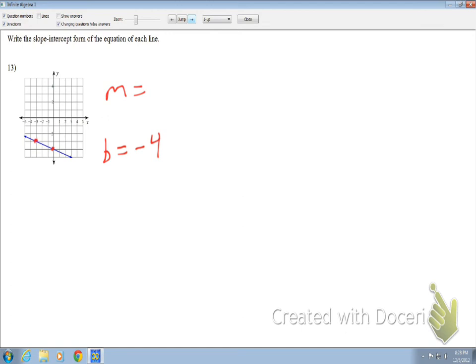To get from one point to the other, I'm going to go up 1 for my rise. And then my run, ooh, let's go green, new color. My run goes left, so that's a negative value. It's going left 3 units, so that's a negative 3. So the equation of the line in slope-intercept form is simply y equals m, negative 1/3, times x, plus b, but b is negative, so it's a minus 4.